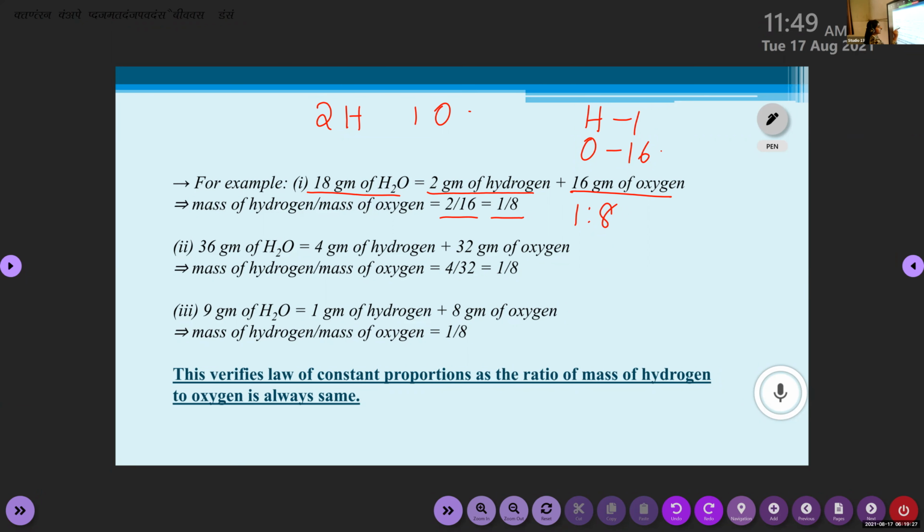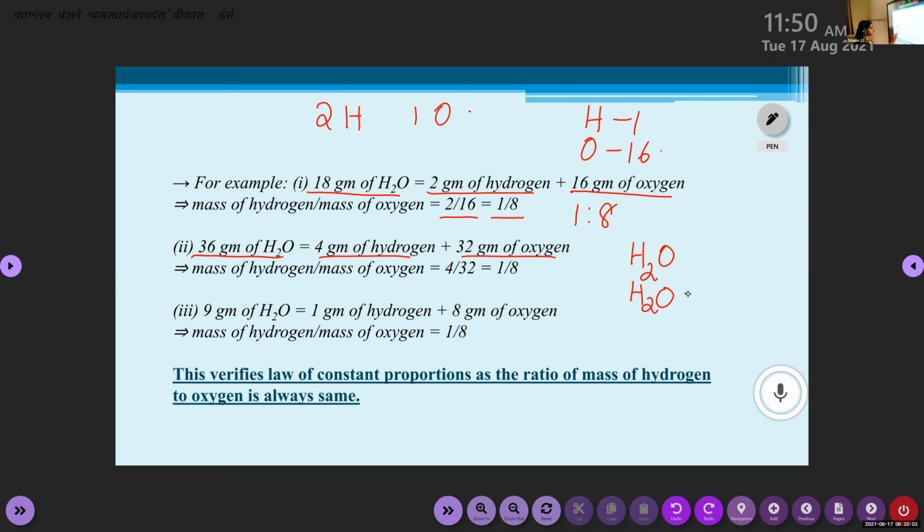Then in 36 gram of H2O, there are 4 gram of hydrogen, that means 4 hydrogen atoms, and 32 gram of oxygen, that means 2 water molecules, H2O and another H2O. So the sum total is 4 gram of hydrogen plus 32 gram of oxygen. When you take the ratio between these two, the same ratio is obtained, 1 by 8 or 1:8.